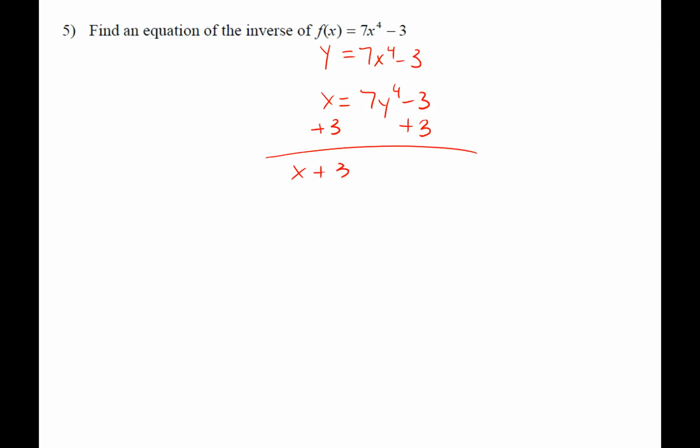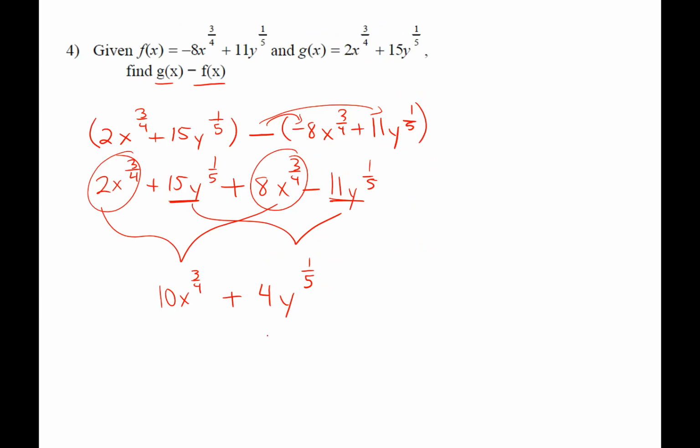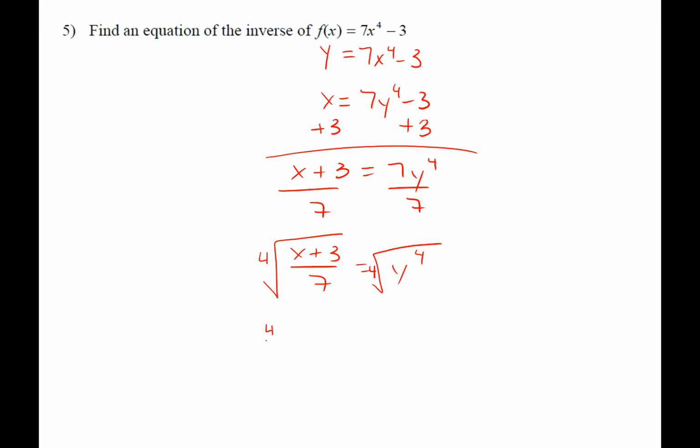So I have x plus 3 equals 7y to the 4th. Divide both sides by 7. And then 4th root both sides. All right, so I get the 4th root of x plus 3 all over 7 equals y. But on the test, you're going to see that written in function notation. So f inverse of x equals the 4th root of x plus 3 all over 7.